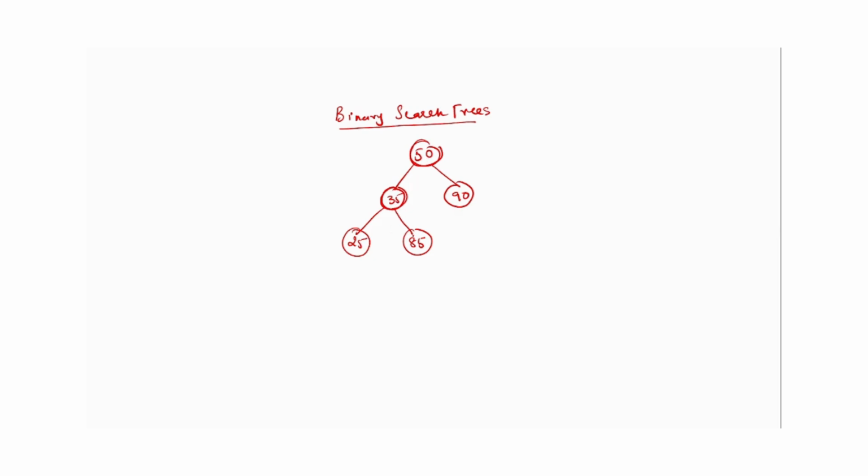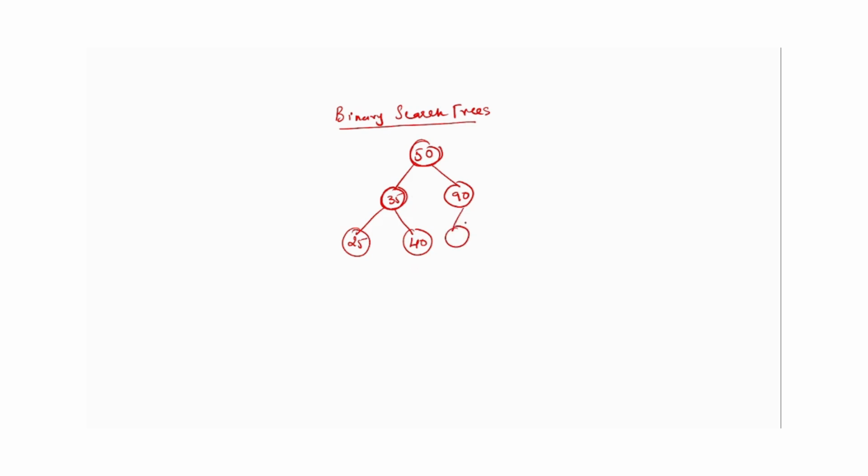Why greater than 35? Because this node is to the right of 35, and why less than 50? This node is to the left of 50. Therefore, this node should be something like greater than 35 and less than 50. Suppose I say here 40. 40 is right because 40 is greater than 35 and less than 50. Let us look at this example.